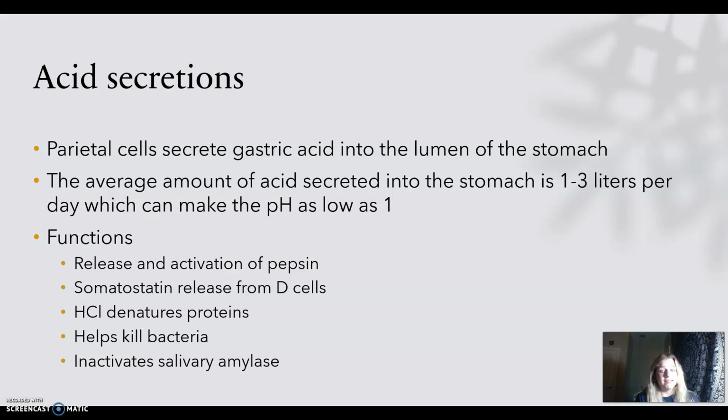Hydrogen chloride denatures proteins, which breaks down disulfide and hydrogen bonds that hold the protein in its tertiary structure. It helps kill bacteria and inactivates salivary amylase, stopping carbohydrate digestion that began in the mouth.